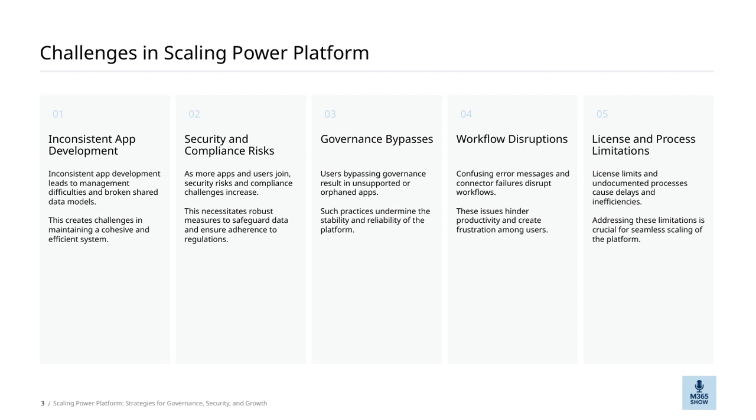Finally, inconsistent app development can lead to management difficulties and broken shared data models. When development practices vary widely, maintaining a cohesive system becomes a real challenge. Consistency and standardization are vital for efficient management and reliable data sharing. Overall, understanding these challenges helps us develop better strategies for scaling the Power Platform effectively, ensuring it remains secure, reliable, and aligned with our growth goals.